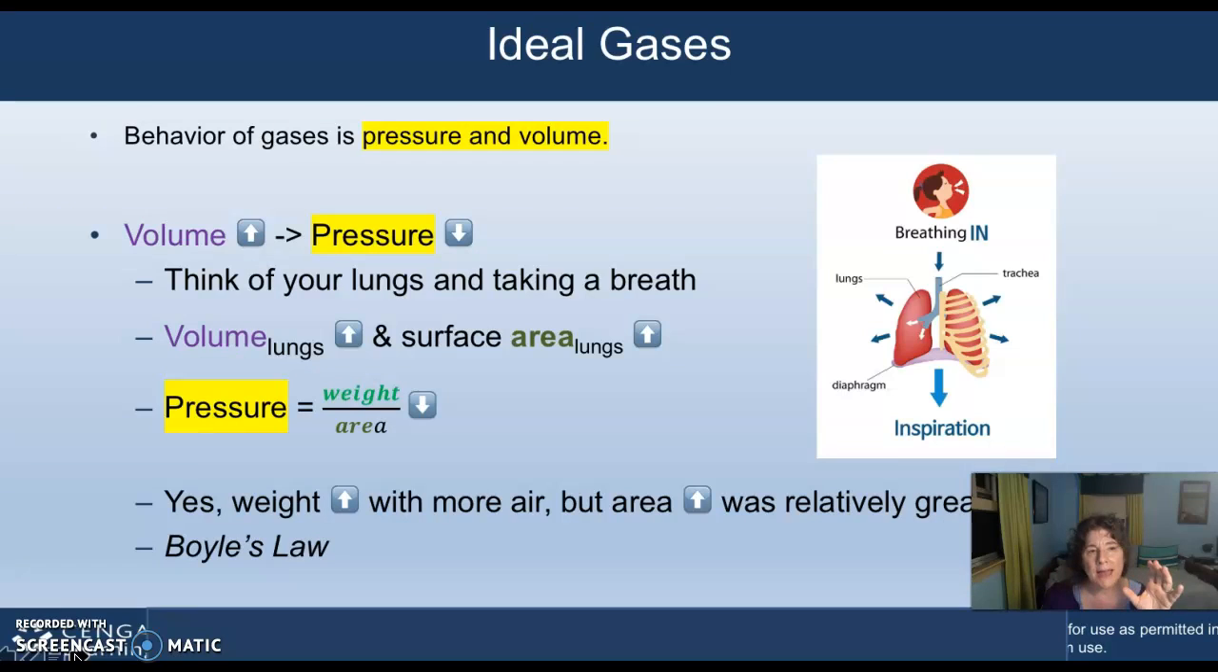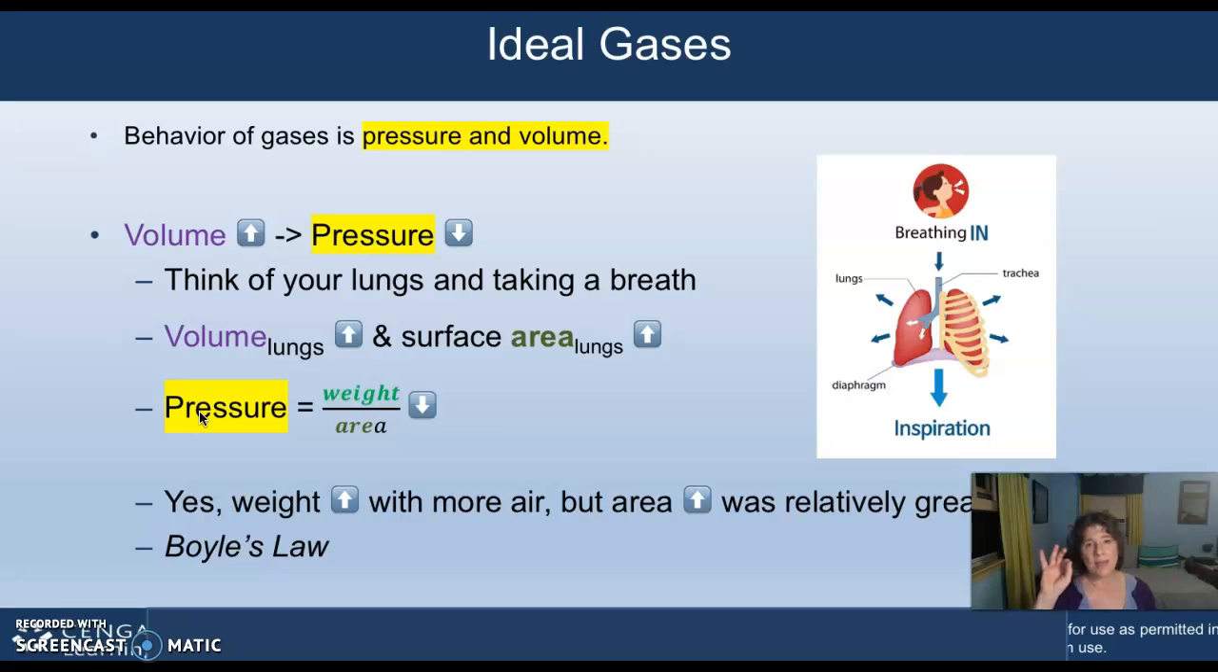And when we look at the behavior of gases in terms of pressure and volume, this is what they get. Think about yourself breathing in and holding your breath. You've just expanded the volume of your lungs. You've expanded the surface area inside your lungs. Previously, they had been a bit contracted. As a result, you have now greater area in the denominator of this pressure equation. It's going to make the pressure in your lungs lower. When you breathe in, the pressure of your lungs goes down.